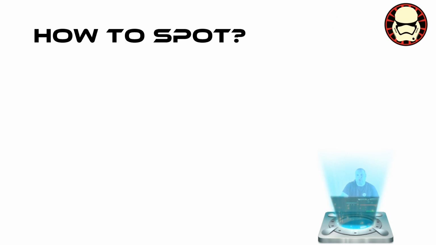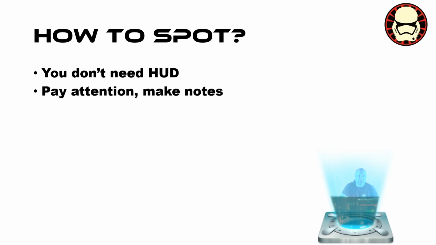Alright, how to spot those ones? The thing is that I didn't give you any VPIP threshold or aggression threshold, any stats on how to spot the opponent. Remember, we're talking about spectrums. And if you have a HUD, it helps a lot. If you don't, you don't. But you don't need a HUD. You need to pay attention. You need to make notes.